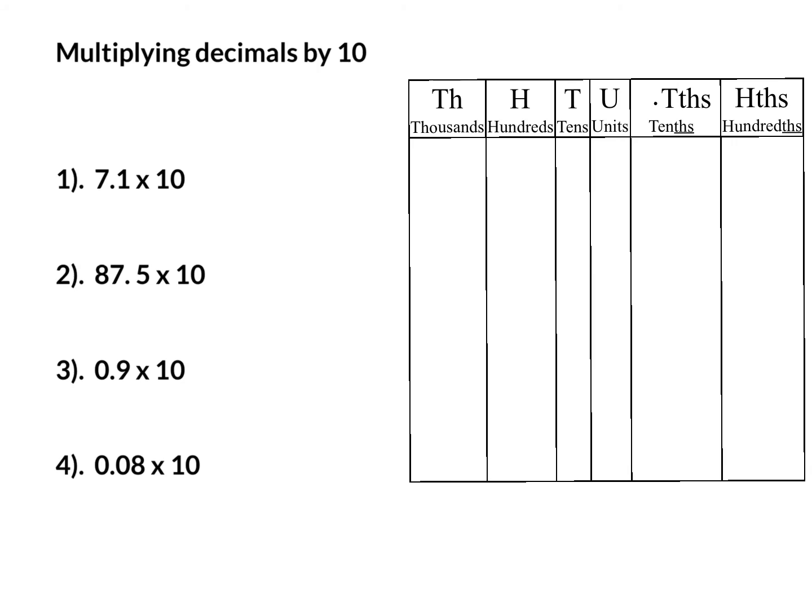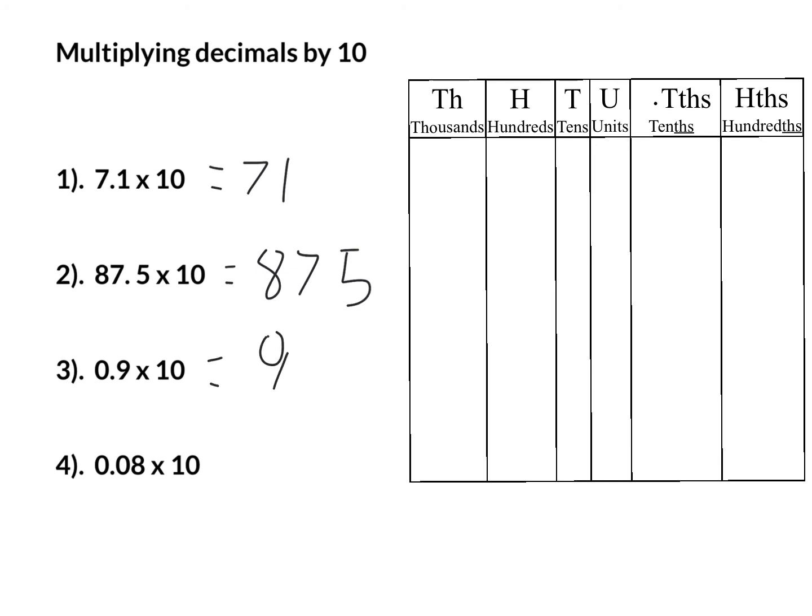Okay, so the first one is 7.1 times 10. If I was making that number 10 times bigger, it would be 71, okay? Because everything is being moved one place to the left. 87.5 times 10 would be 875, again, because all the digits are being moved one place to the left. 0.9 times 10 is 9.